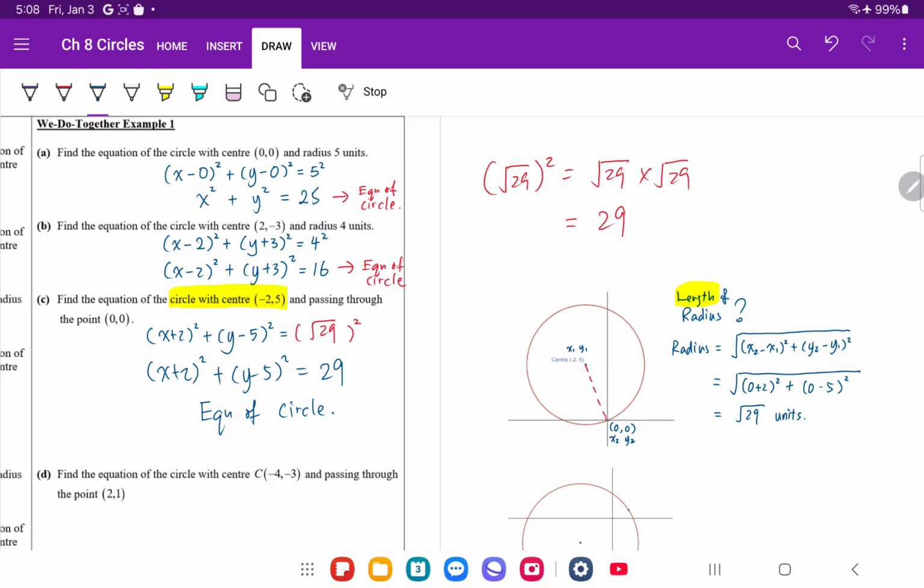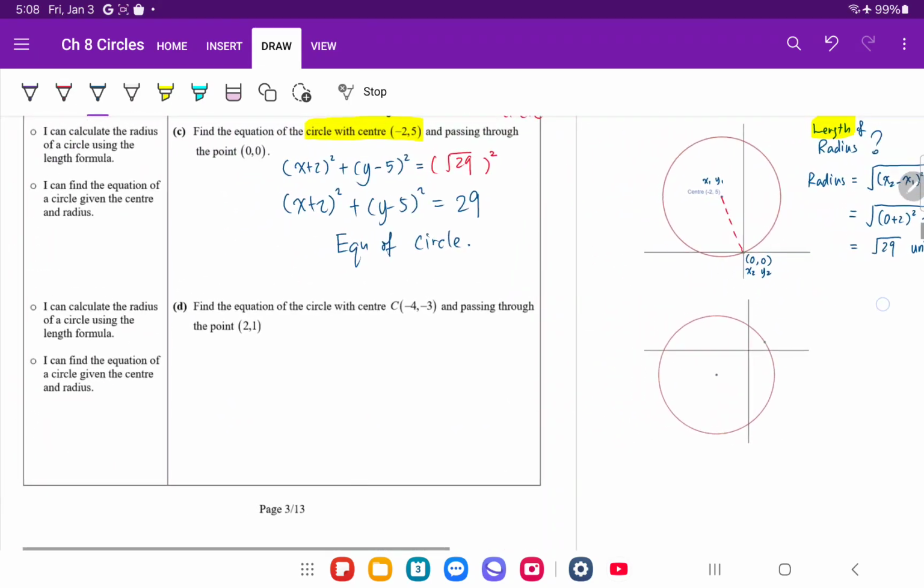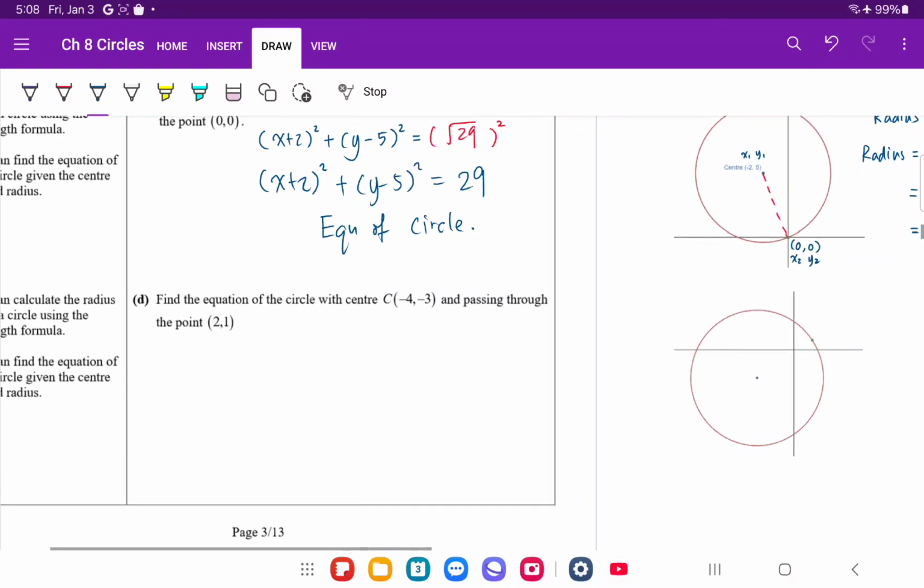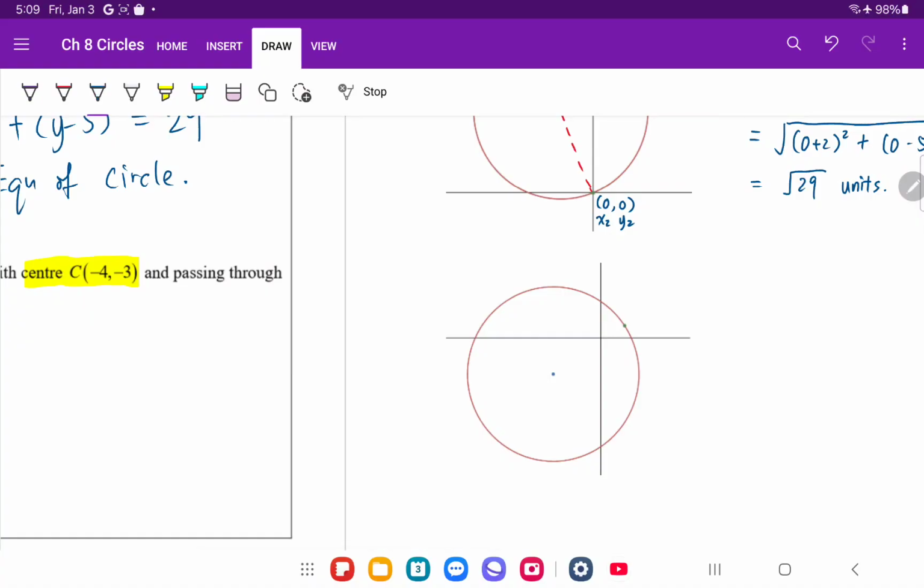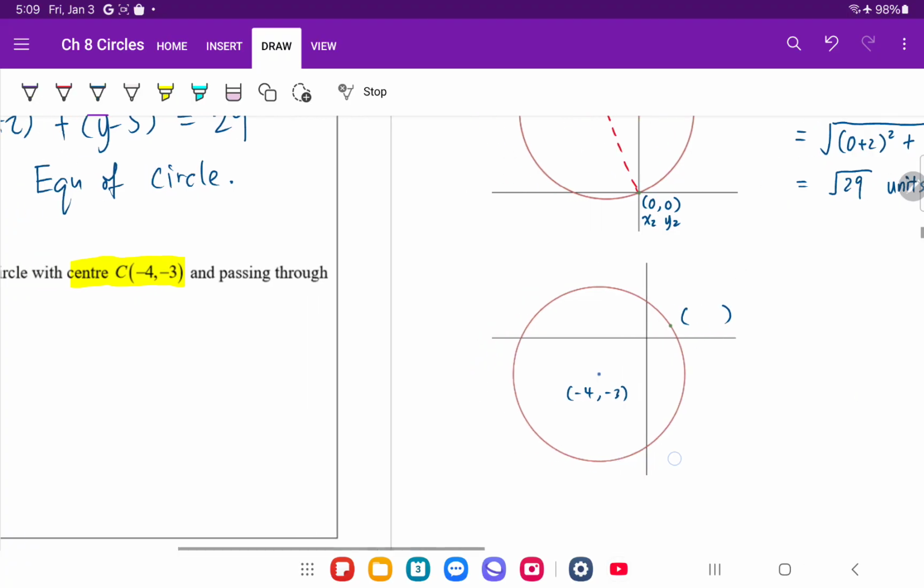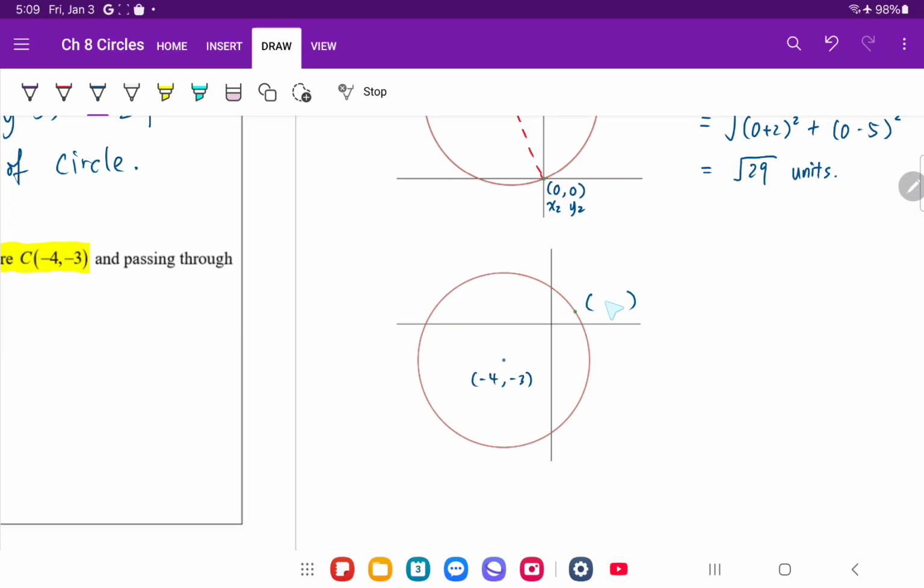Let's do one more example. Find the equation of a circle, okay? Center is given, okay, very good. Center is given. Alamak, they never give us the radius again, but they gave us that it passes through one point. Now let's draw it out. The center that was given here is -4, -3. Okay, be careful, both are negative, huh? And it also passed through this point, the green point, which is 2, 1.